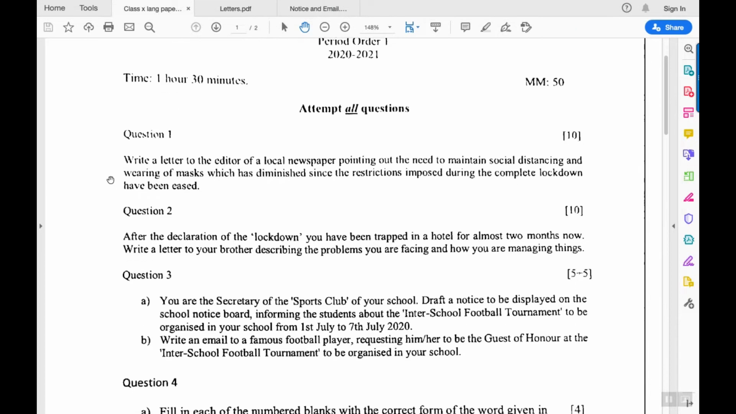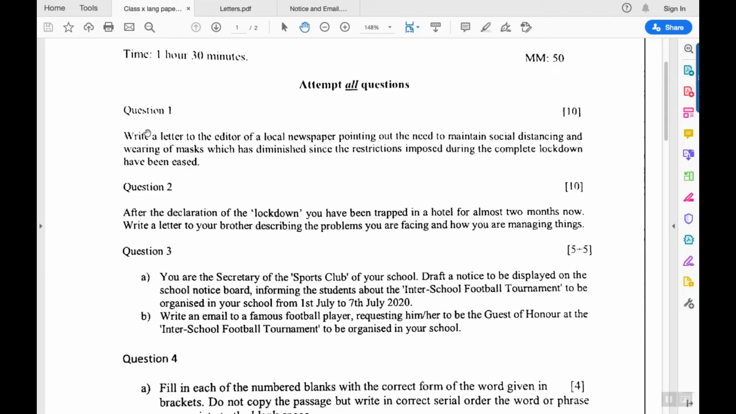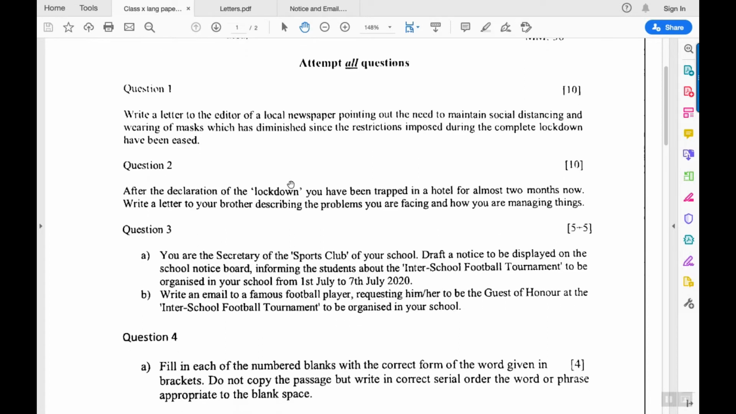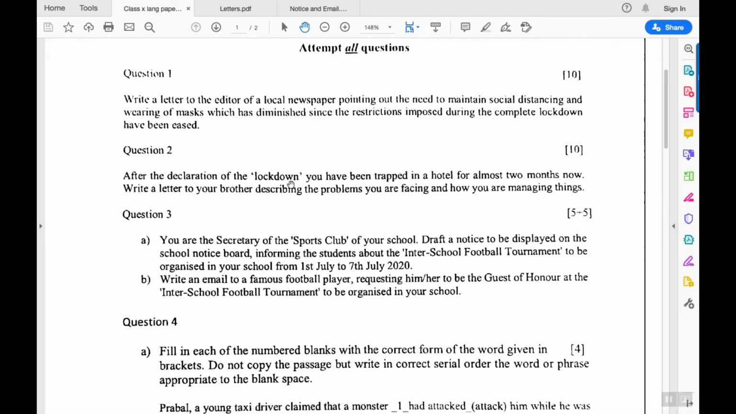Coming to the third question. So both the questions, question number 1 and question number 2, one was a formal letter, one was an informal letter. Both were compulsory. Coming to question number 3, there is the notice and the email question. The first one, 3A: you are the secretary of the sports club of your school. Draft a notice to be displayed on the school notice board informing the students about the inter-school football tournament to be organized in the school from 1st July to 7th July 2020.